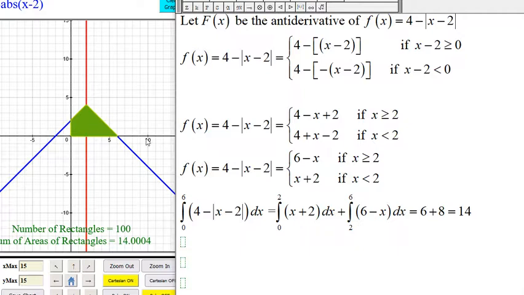Looking back at the graph, the first shaded region is 6 and the second shaded region is 8, so together it's 14. This shaded region is just a right triangle with base 4 and height 4, so 4 times 4 is 16, and half of it is 8. This other shaded region is a trapezoid with an area of 6. So that's how we handle integrands with functions that have absolute value.